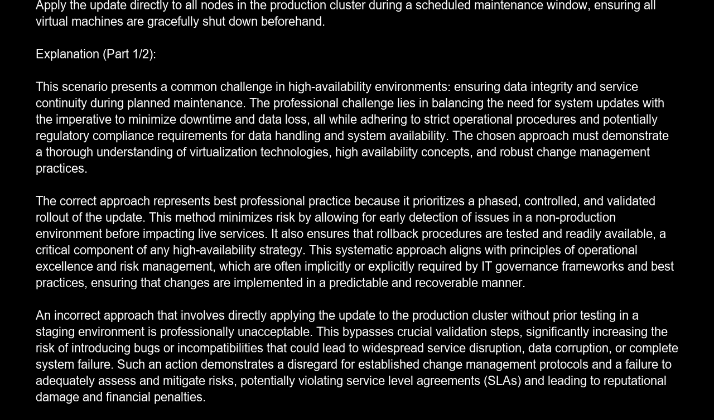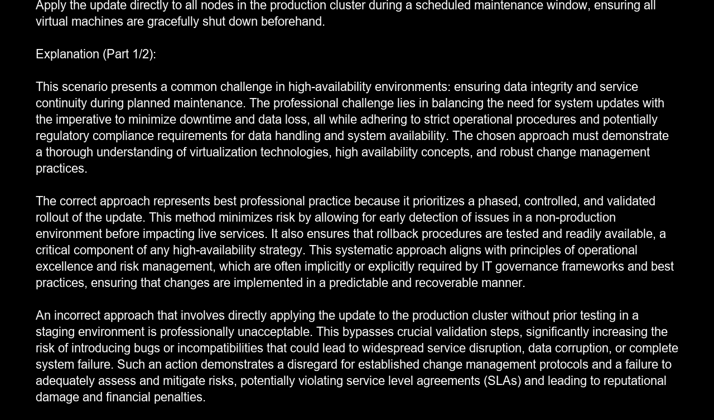The correct approach represents best professional practice because it prioritizes a phased, controlled, and validated rollout of the update. This method minimizes risk by allowing for early detection of issues in a non-production environment before impacting live services. It also ensures that rollback procedures are tested and readily available, a critical component of any high-availability strategy. This systematic approach aligns with principles of operational excellence and risk management, which are often implicitly or explicitly required by IT governance frameworks and best practices, ensuring that changes are implemented in a predictable and recoverable manner.